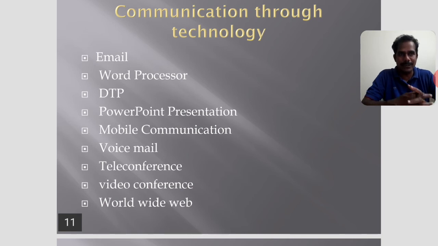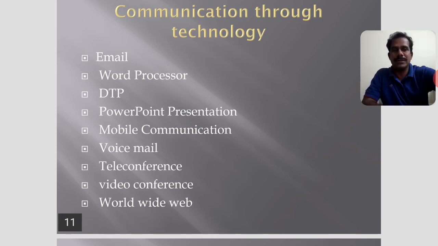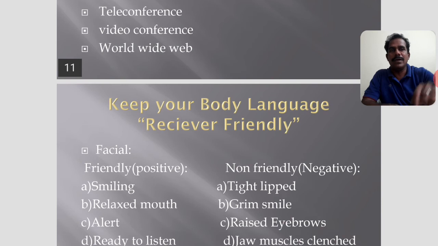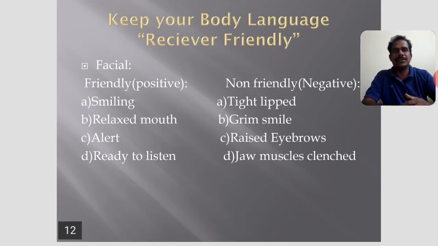Mobile communication, speaking over the phone or chatting and sending messages, is one kind of communication. Voicemail and teleconference are also kinds of communication. Video conference and World Wide Web are also kinds of communication.